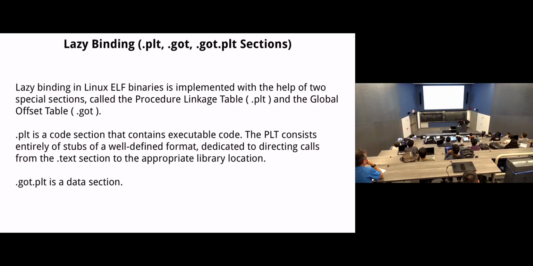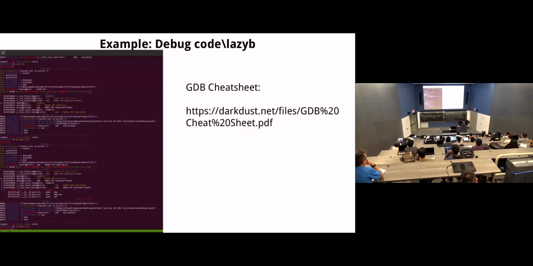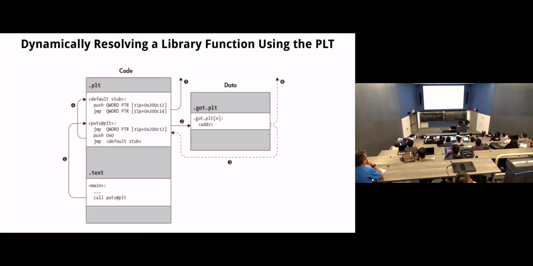You don't have to remember these names. I will show you a demo of how it works. Let's say this figure actually tells us how it works. Let's say this is your program, and your program is going to call the C library function called puts. So what happens is this is the .text section, which has your main function. Your main function calls puts.